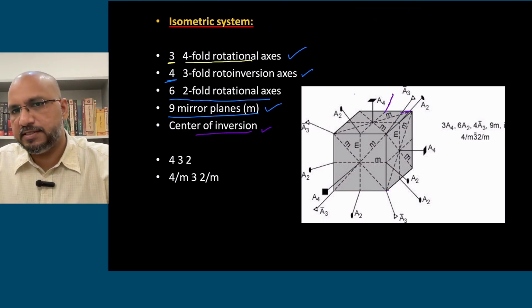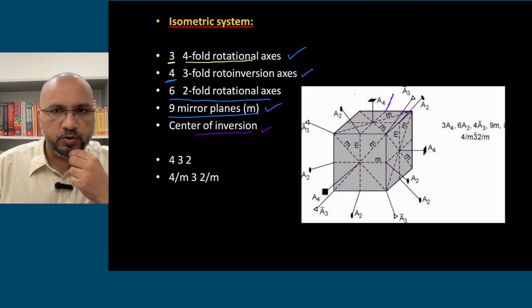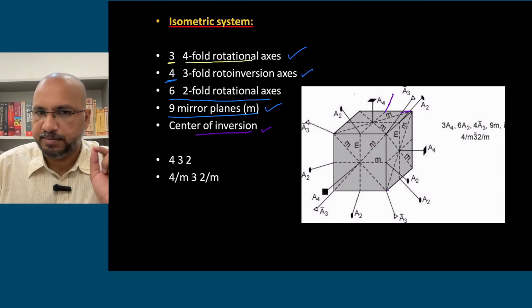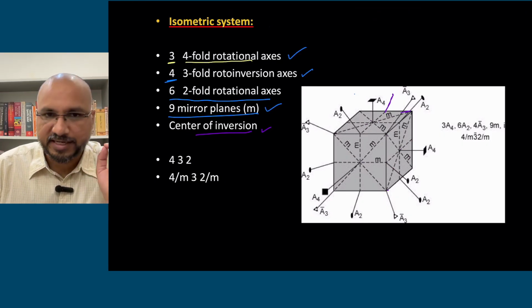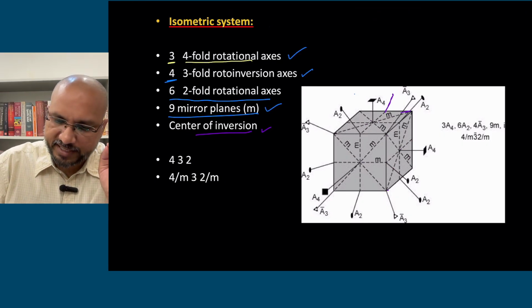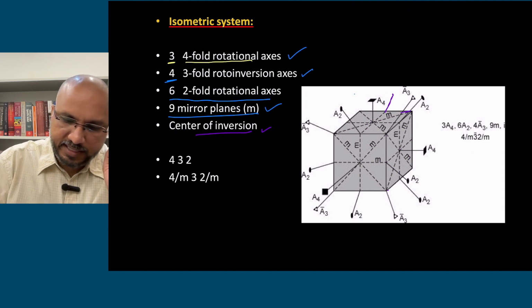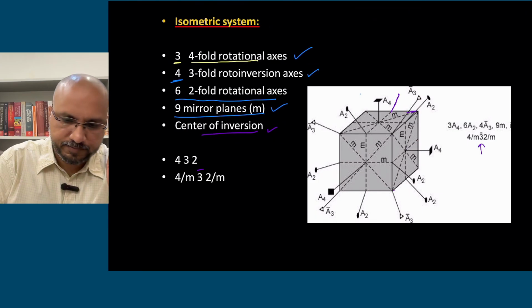There are no mirror planes that are perpendicular to the 3-fold roto inversion axis. So you will not write 3/m. You have mirror planes perpendicular to the 4-fold rotation axis and 2-fold rotation axis, but not for the 3-fold roto inversion axis, not rotation. That is why we write 3 bar. Here we do not write 3, we write 3 bar, because it is a roto inversion axis. 3 bar.